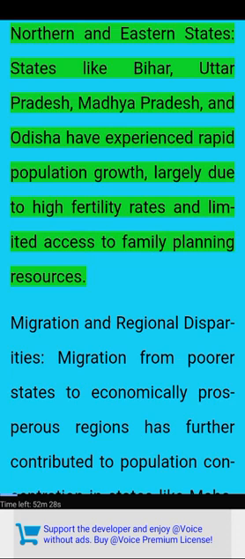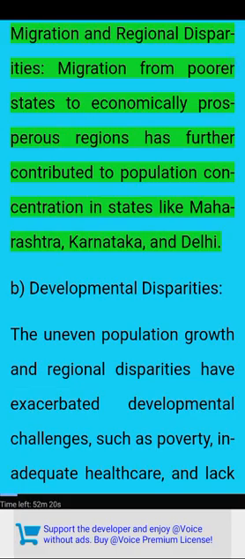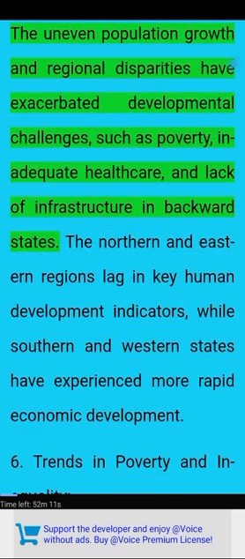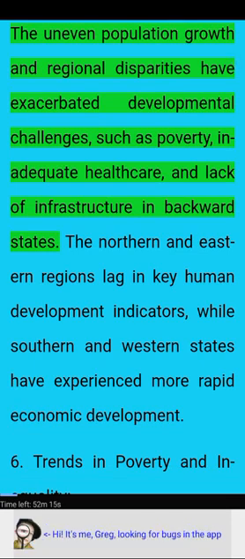Northern and eastern states, states like Bihar, Uttar Pradesh, Madhya Pradesh, and Odisha have experienced rapid population growth, largely due to high fertility rates and limited access to family planning resources. Migration and regional disparities. Migration from poorer states to economically prosperous regions has further contributed to population concentration in states like Maharashtra, Karnataka, and Delhi. B. Developmental disparities. The uneven population growth and regional disparities have exacerbated developmental challenges, such as poverty, inadequate healthcare, and lack of infrastructure in backward states.